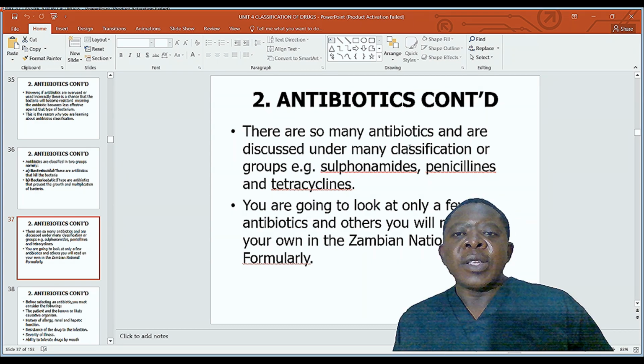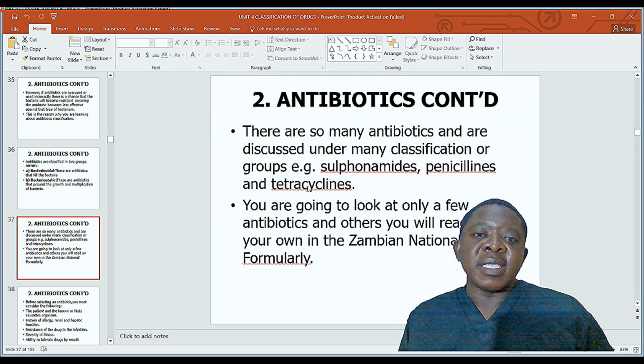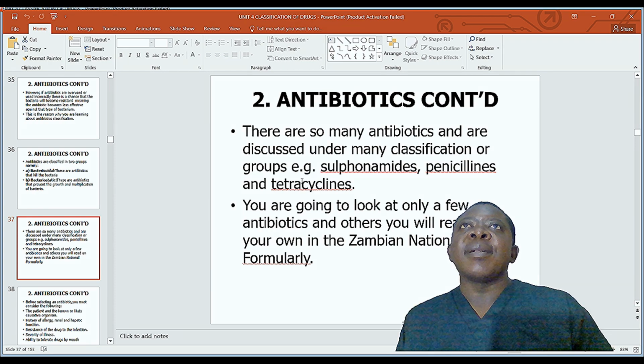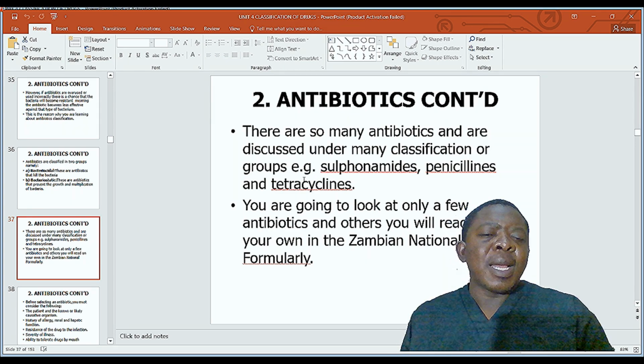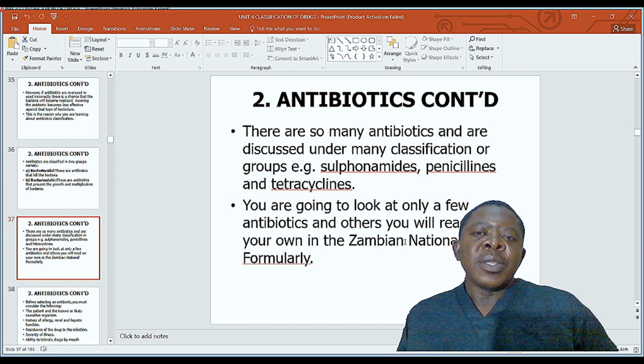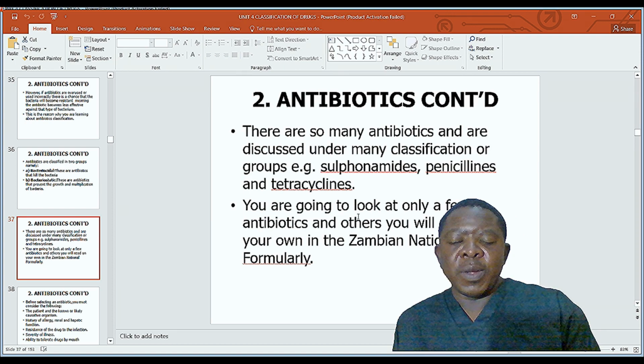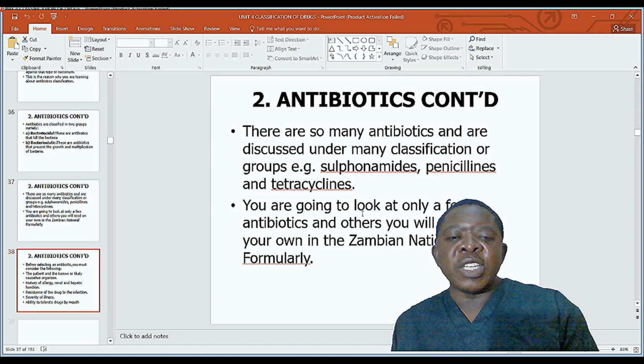Okay, so under main classification of the groups here, we have sulfonamides, penicillins, and tetracyclines, but we are going to learn in our board series different types of antibiotics and the point at which they work. So we are going just to look at a few antibiotics that we might find within the national formulary.